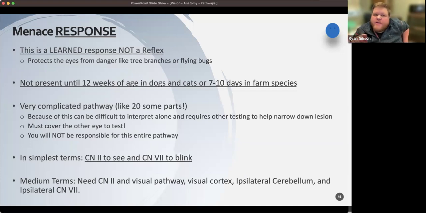And so you will not have a menace response in a patient that is under 12 weeks of age. It's a very complicated pathway. So in its simplest form, 2 to see, 7 to blink. If I'm testing the right visual pathway, like the right eye, I'm typically testing the menace response of the left cortex. We'll talk about menace response more as we get into more clinical examples, and especially as we go down the path.